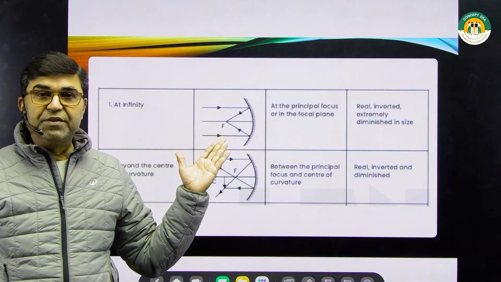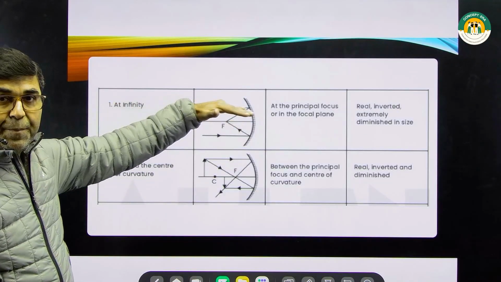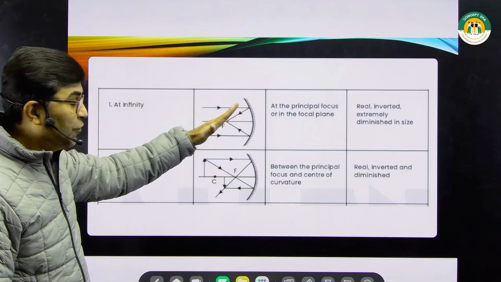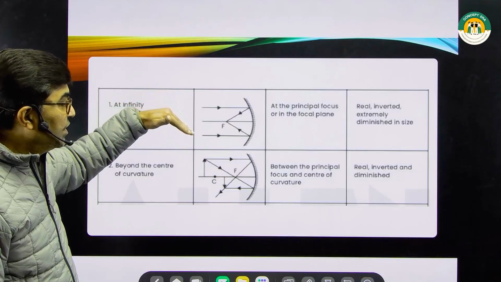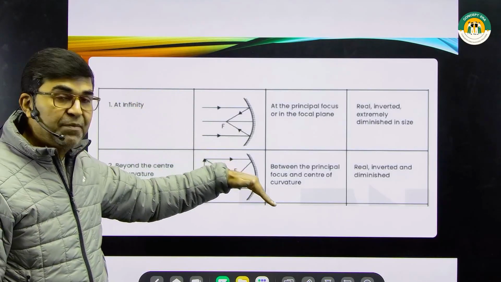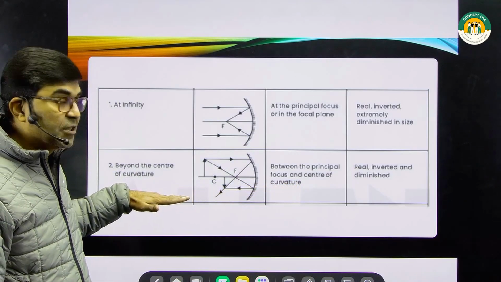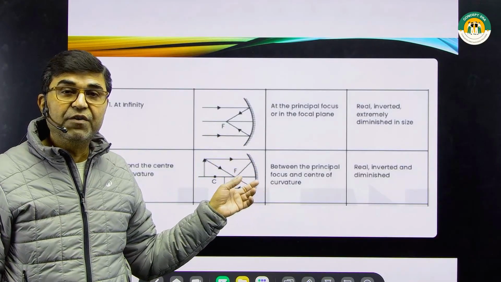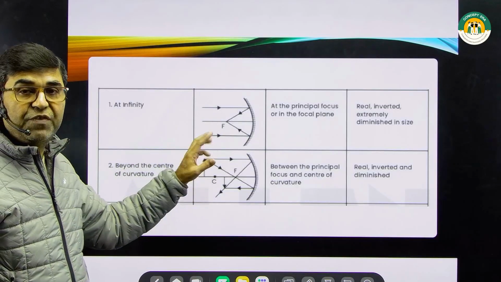Now coming to the ray diagrams. A ray of light traveling parallel to the principal axis will pass through the focus after reflection from a concave mirror. On the contrary, if a ray of light is passing through the focus and striking the mirror, then it will become parallel to the principal axis after reflection. Mostly these two laws are considered while making ray diagrams for the image formation in concave and convex mirrors.